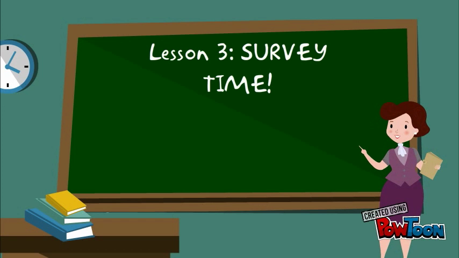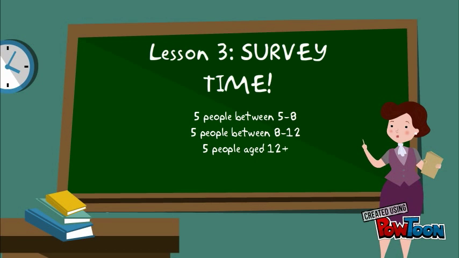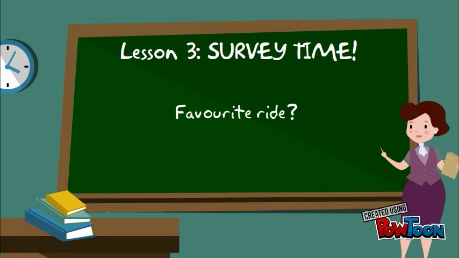We ask that you survey 15 people each, 5 people between the ages of 5 and 8, 5 people between the ages of 8 and 12, and 5 people aged 12 plus. You will be given class time to walk around the school and complete the surveys. You will be asking 3 questions in the surveys.